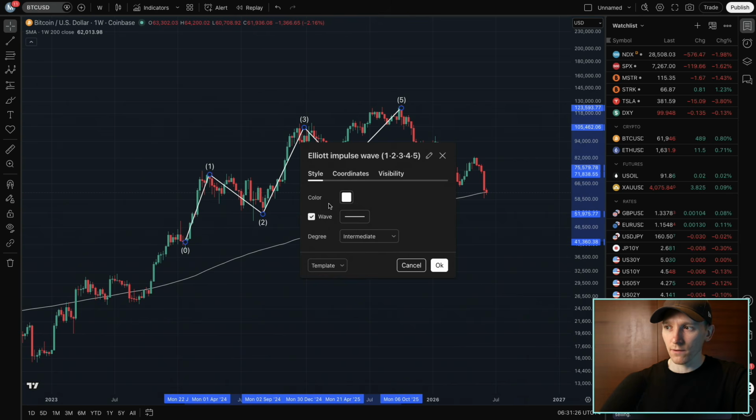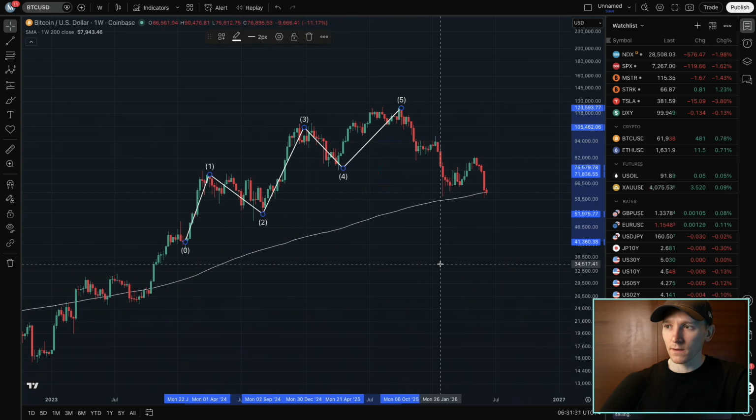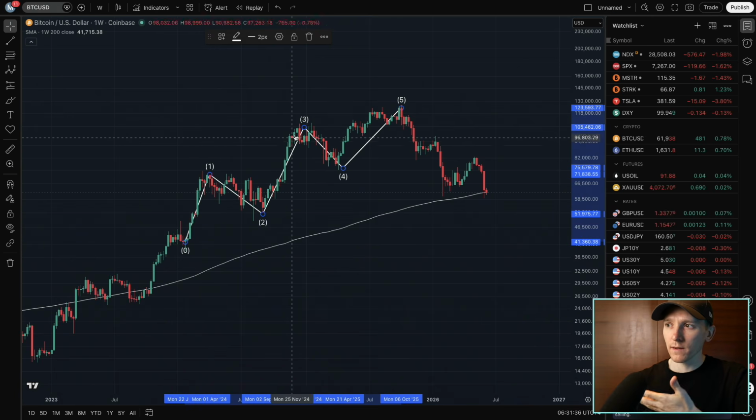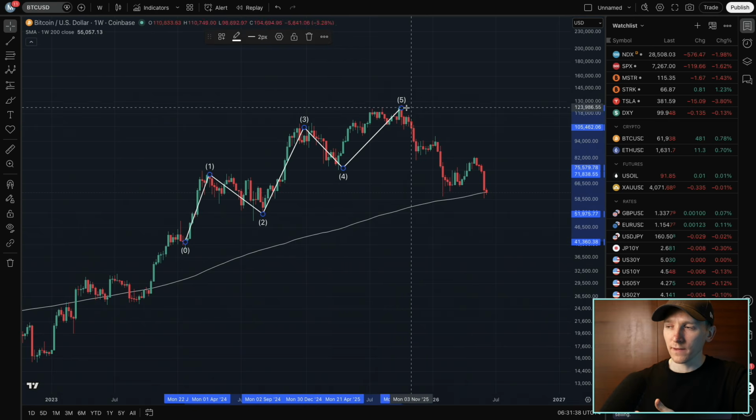As for the color and everything else, you can just choose that. You can also choose the thickness of the wave if you want, and then press OK. So now we've got our waves, right? The beginning, you have the first impulse, pullback, and then this is the end of the trend.